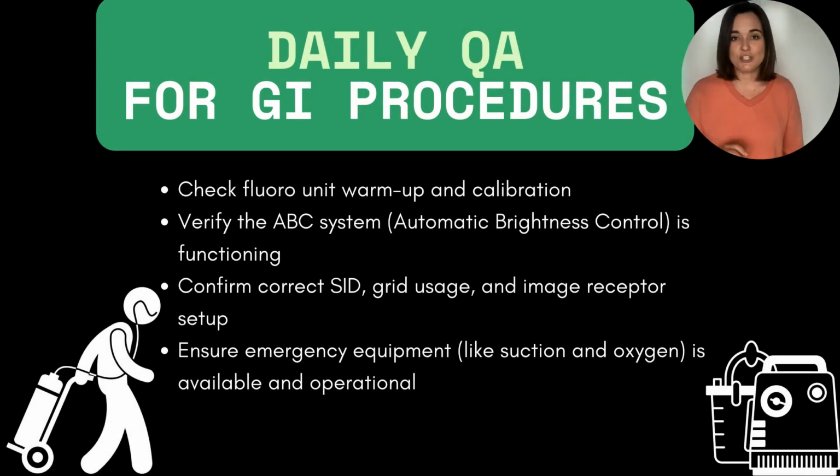Daily Q&A for GI procedure check. Check fluoro unit warm-up and calibration. Verify the ABC system, your automatic brightness control, is functioning. Confirm correct SID, grid usage, and image receptor setup. Ensure emergency equipment like suction and oxygen is available and operational.